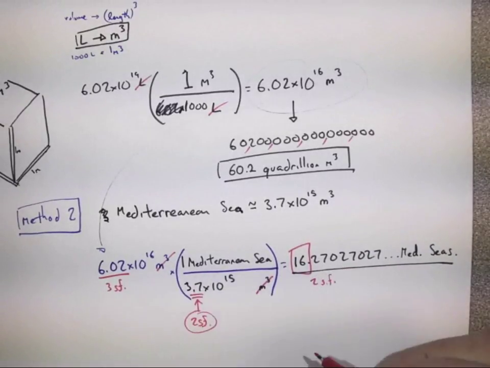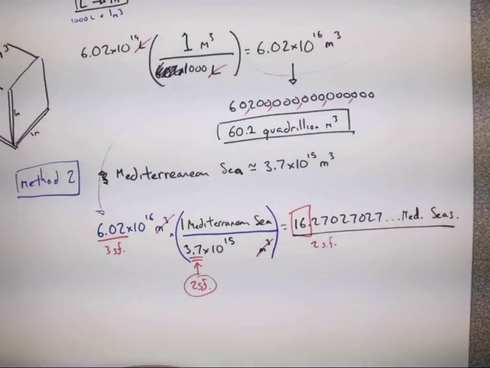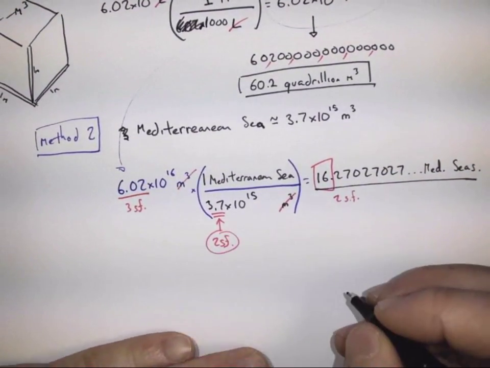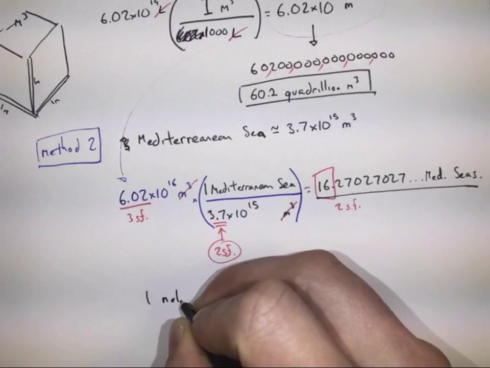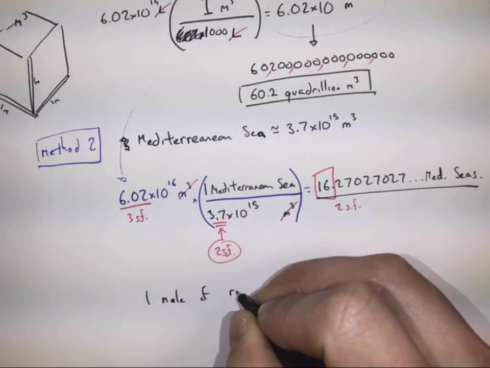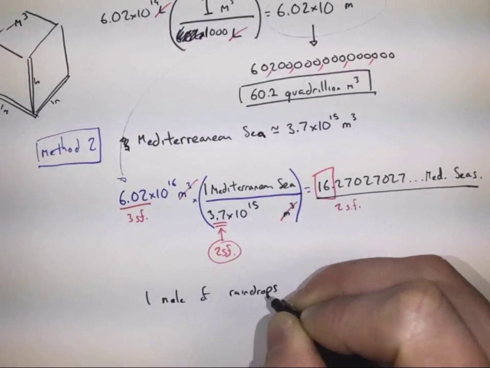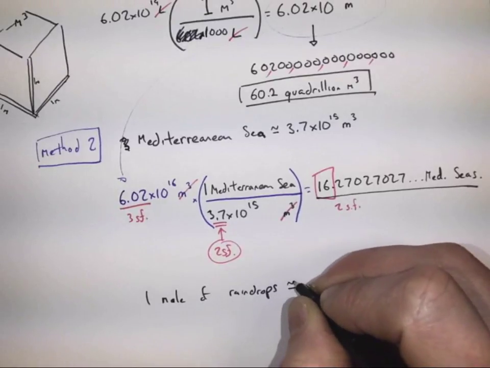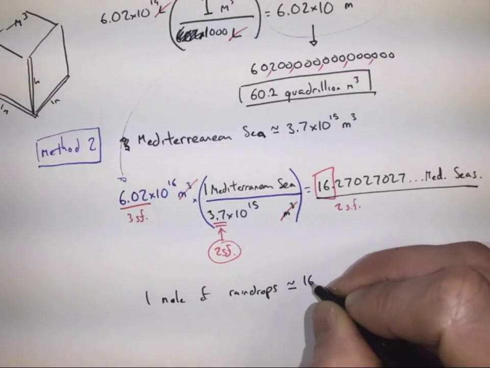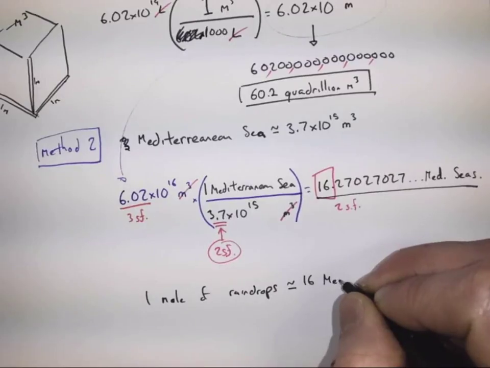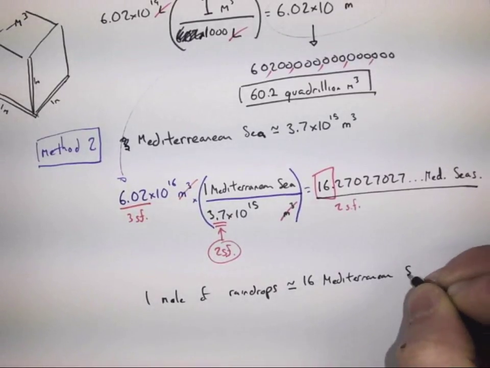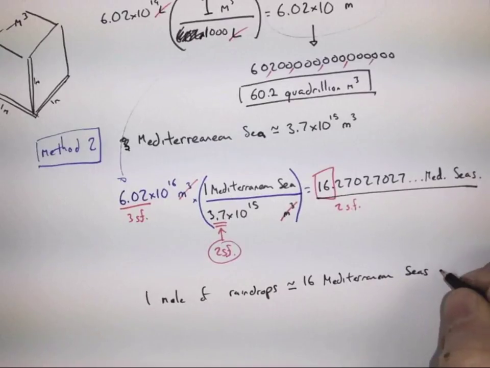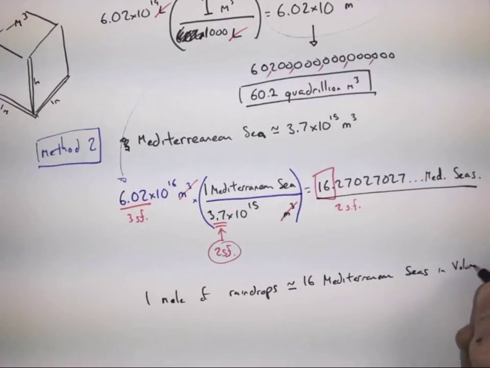And so that means that, now at this stage in the game, I like to express it. So 1 mole of raindrops is approximately equal to 16 Mediterranean seas in volume.